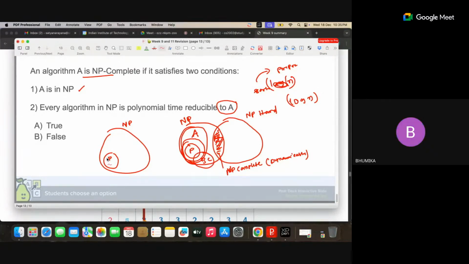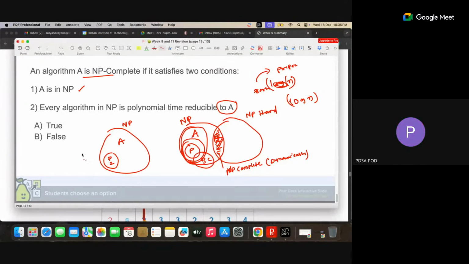Because this scope is extended. Like today 2 problems are there, tomorrow 3 problems will come into the scope. Now A is located here. Someday A also will join into polynomial time. Fine? Clear? That is what they want to tell you. Simple.